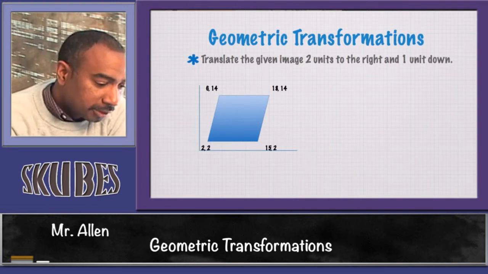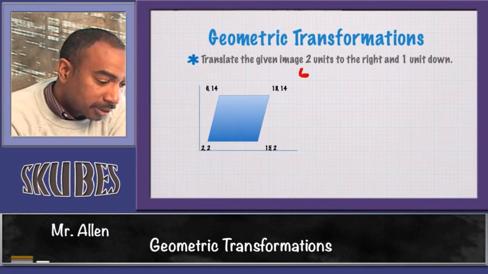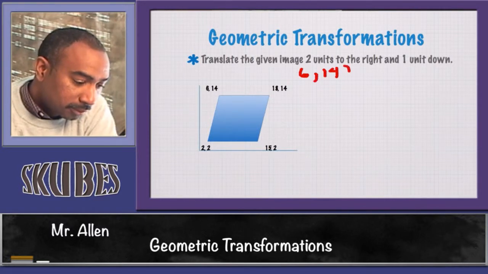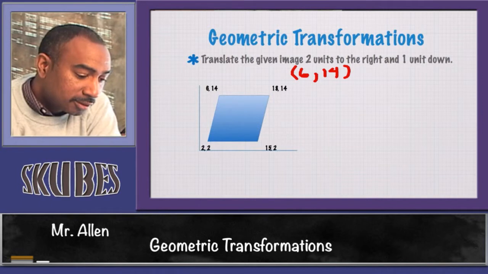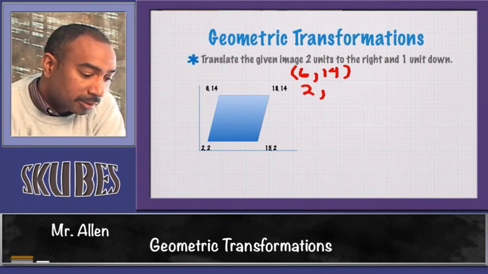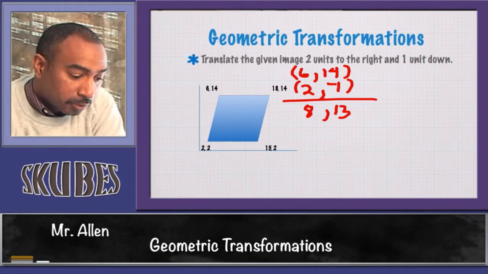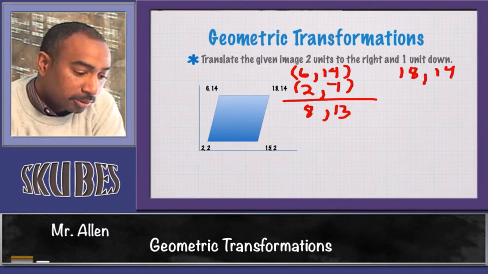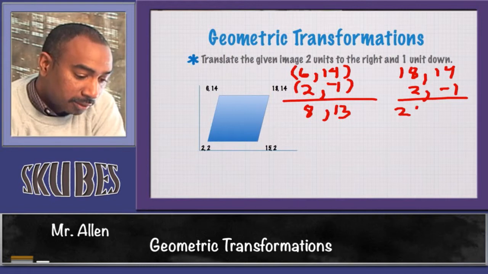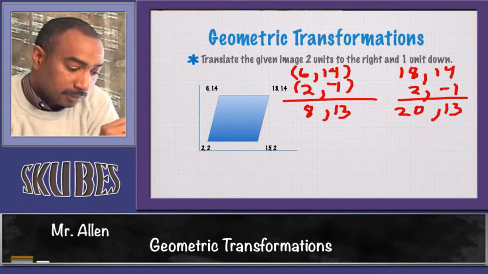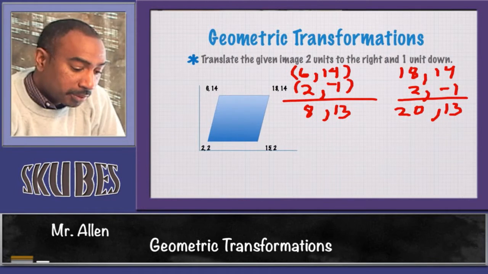So, you take the original ordered pairs. So say you have 6, 14. You're going to add 2 units to the right, and you're going to go down 1 unit. That gives you 8, 13. The other ordered pair is 18, 14. And again, you're going to go 2 units to the right and 1 unit down. That gives you 20, 13. And likewise with the other ordered pairs.